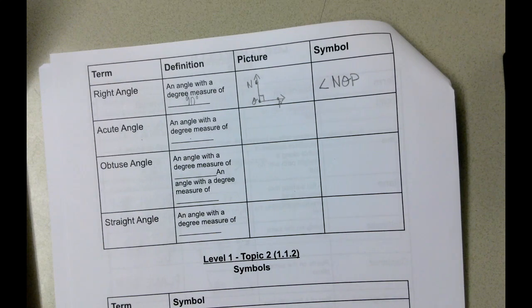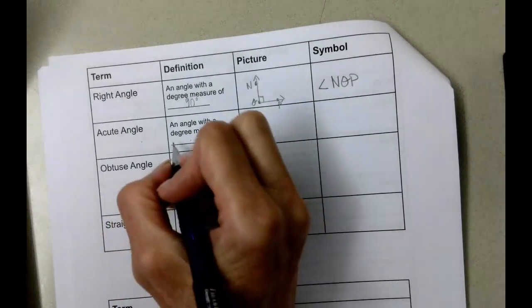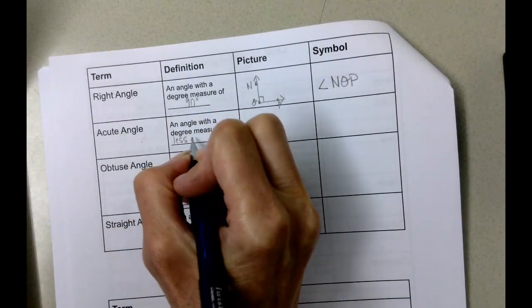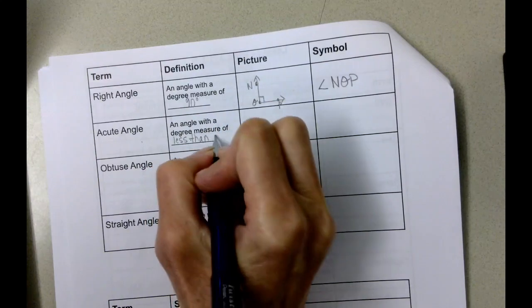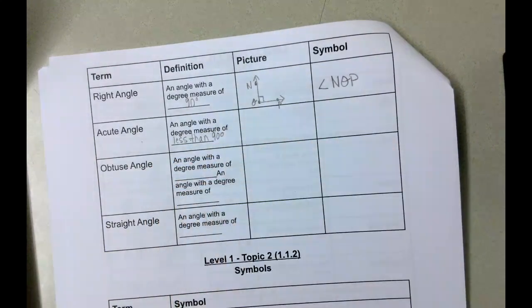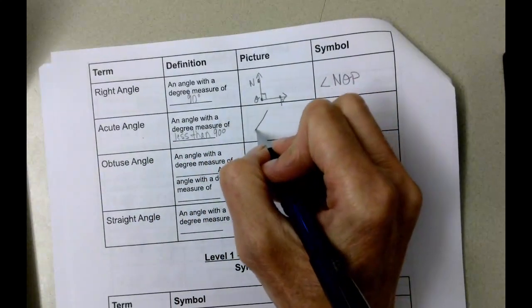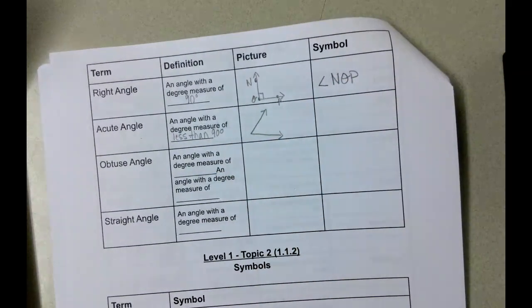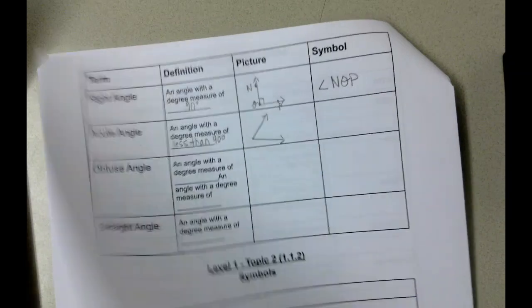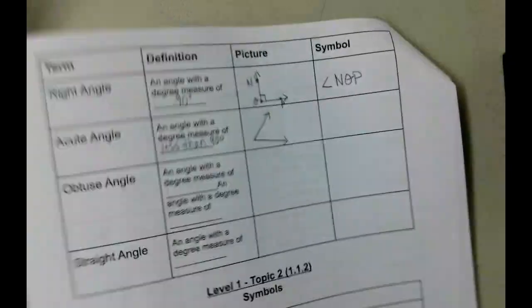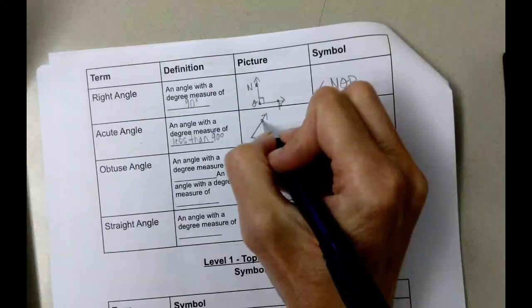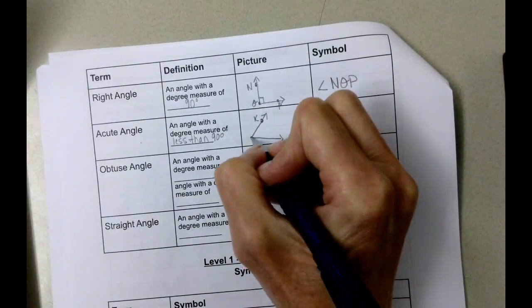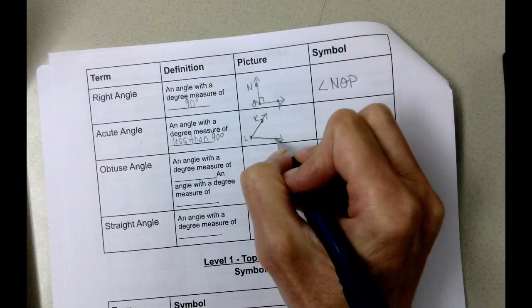An acute angle is an angle with a degree measure that's less than 90 degrees. So we just draw an angle. It's going to look pretty familiar to what we were drawing on the front page. Most of the ones that I drew on page 2 were acute angles. So I'm going to go back to K, L, M.